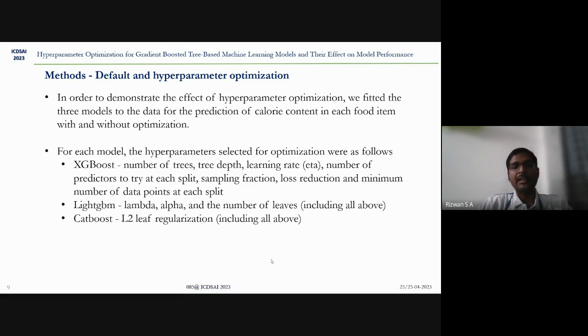And the hyperparameters that were selected for optimization for each of the three models are shown here. Number of trees, tree depth, learning rate, eta, number of predictors to try at each split, sampling fraction, loss reduction, minimum number of data points at each split. For LightGBM, we used, in addition to the above, lambda, alpha, and number of leaves. And for CatBoost, L2 regularization.